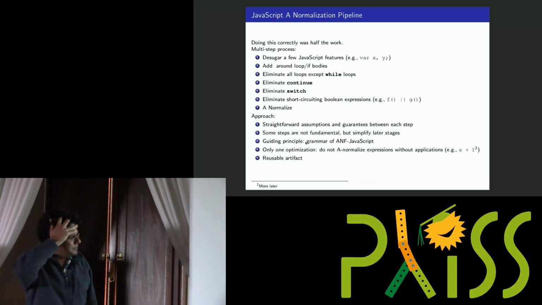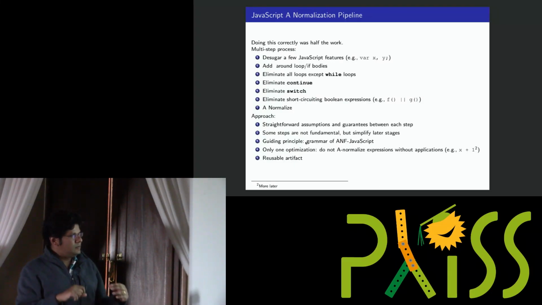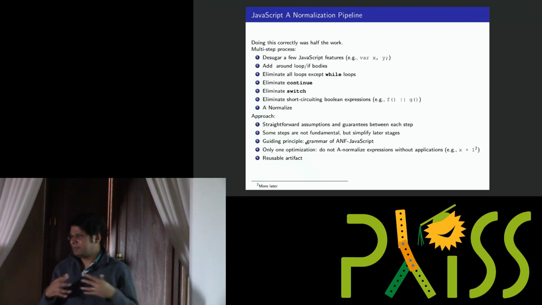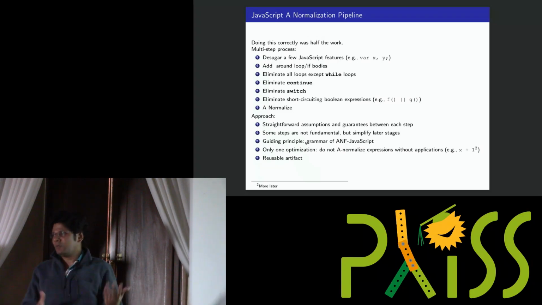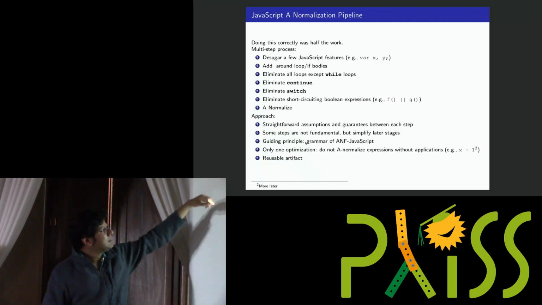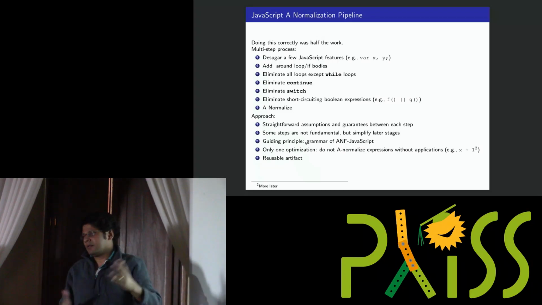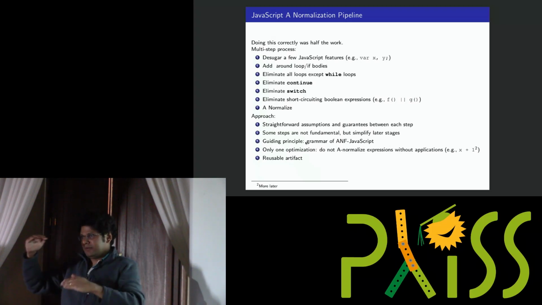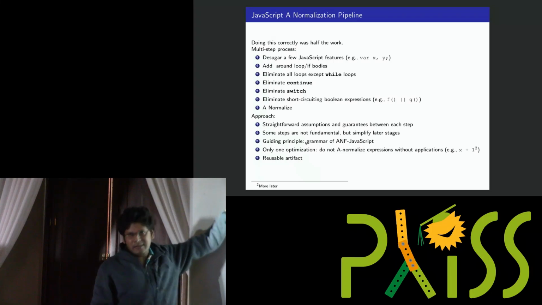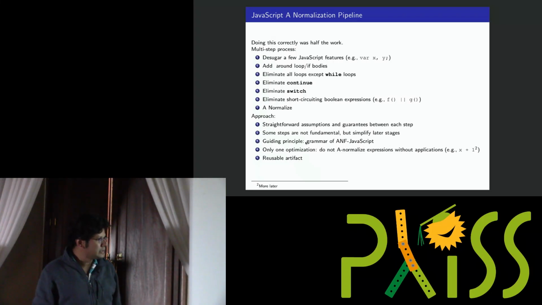Right. So the reason that this works is that there are really straightforward assumptions and guarantees between each step. When you're setting up this kind of pipeline, you have to think hard about what the requirements are and what you're ensuring for a subsequent step. For example, adding a block around every loop body and every if and else block makes many of these passes simpler in a variety of ways.